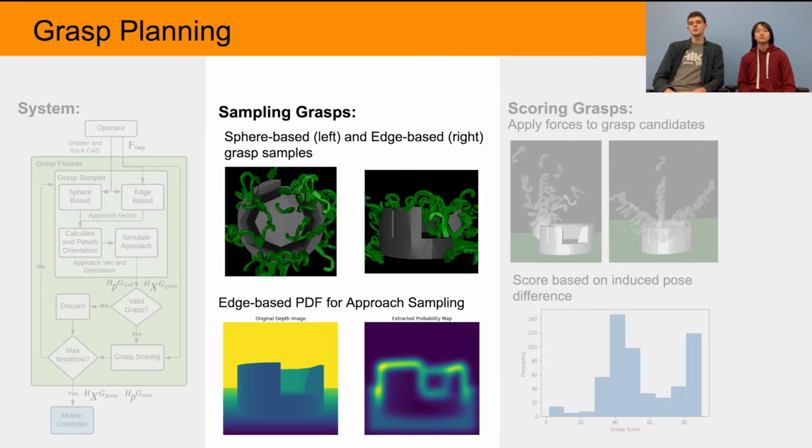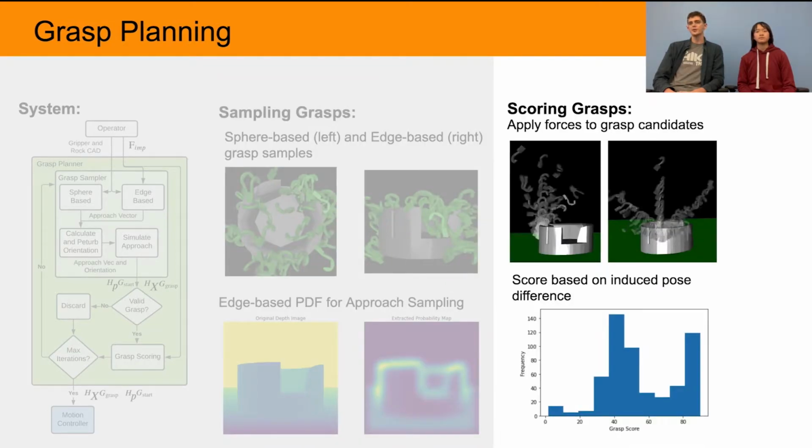After we sample the approach vector, we set an orientation that aligns the gripper with this vector, and then perturb this orientation with a sampled quaternion from a Bingham distribution. We accept a grasp candidate if it introduces contact between the rock hold and hook of the gripper while following the approach vector. The other major component of our grasp planning is scoring grasps.